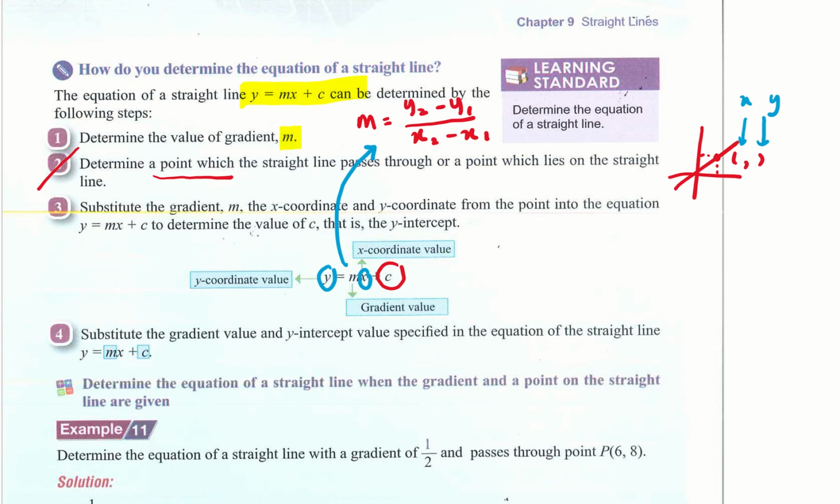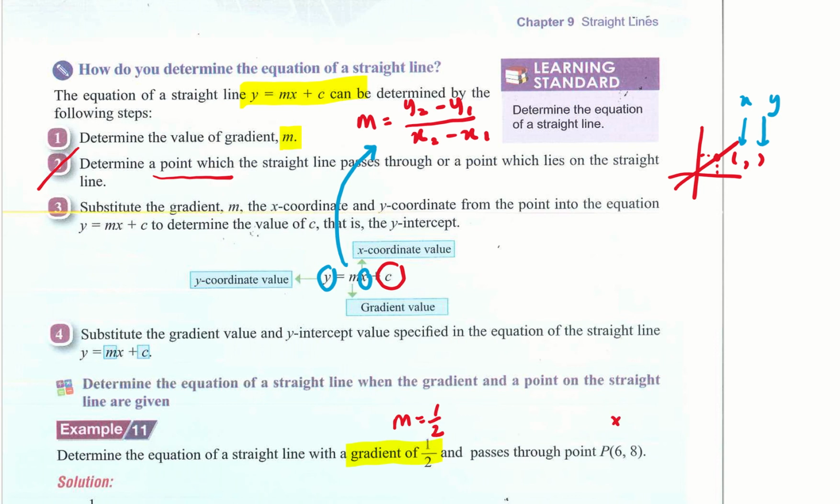Now let's see example 11. Determine the equation of the straight line with a gradient of 1 over 2 that passes through the point (6, 8). For this example, the gradient is already given as 1 over 2, so we don't need to calculate it using the formula. Note that this m is equal to 1 over 2.